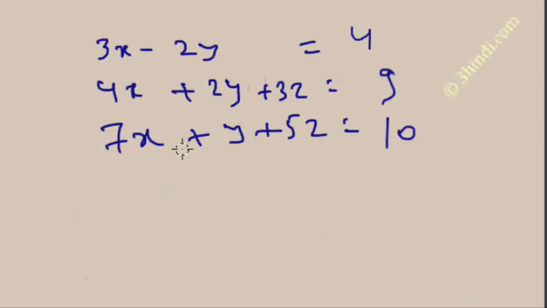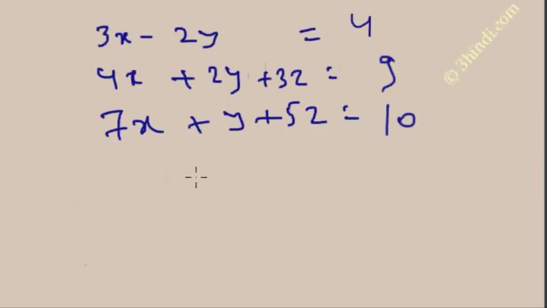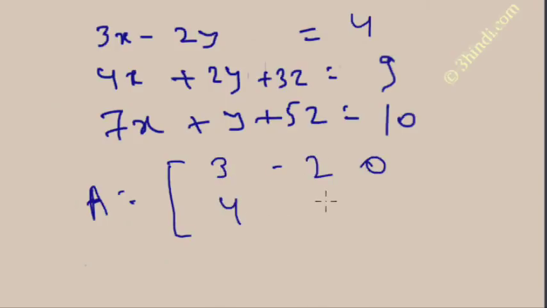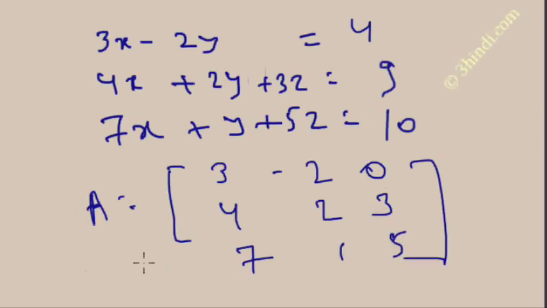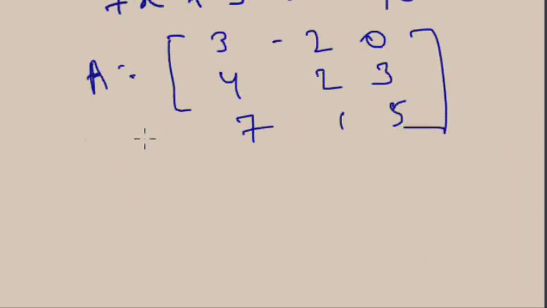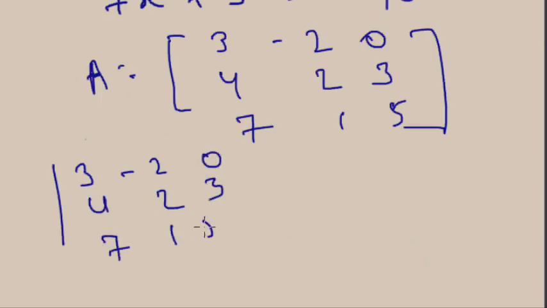To check the consistency, find the rank of A and K. So A is the matrix of coefficients: 3, minus 2, 0, 4, 2, 3 and 7, 1, 5. Find the rank of this matrix. How can you find it? You just find the determinant value: 3, minus 2, 0, 4, 2, 3, 7, 1, 5.